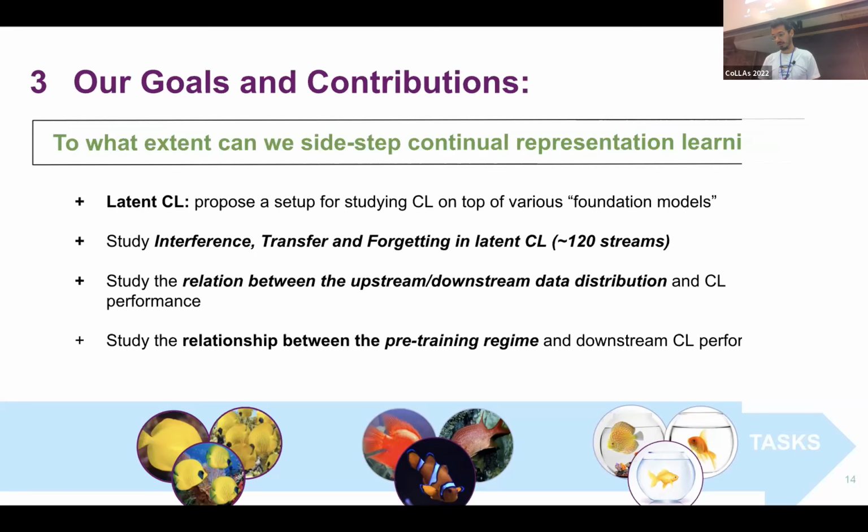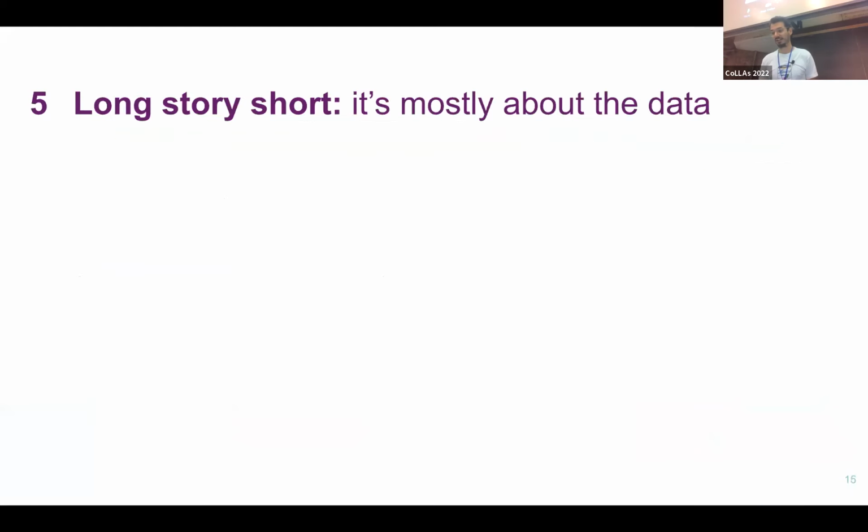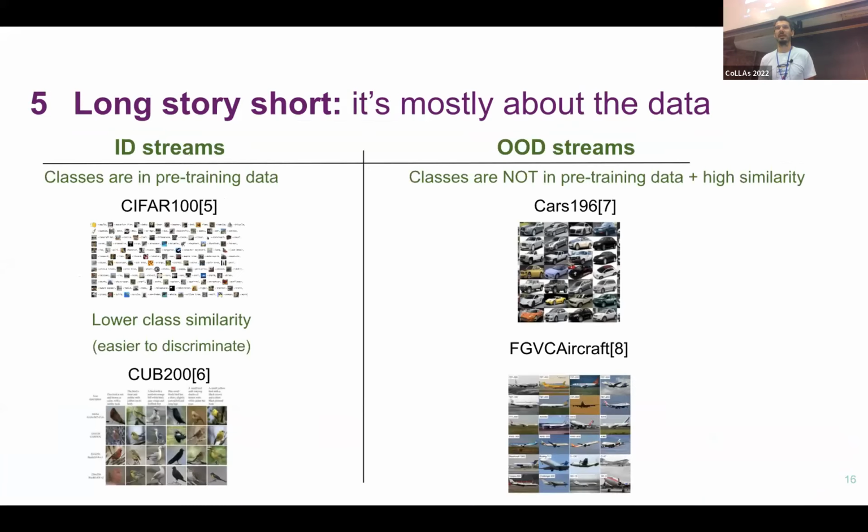To make the long story a bit shorter, one of the conclusions that we had, and maybe something rather unsurprising, is that one of the main factors that is important when trying to answer this question, whether we can sidestep continual representation learning, is the relationship between the upstream and downstream data. For this reason, in most of the experiments, we distinguish between 2 types of streams, the in-distribution and out-of-distribution streams, with respect to the pre-training data.